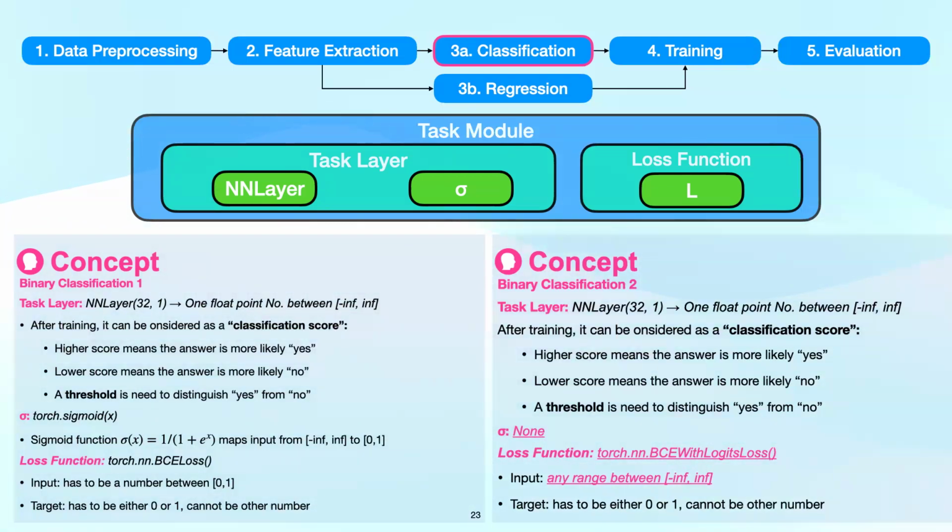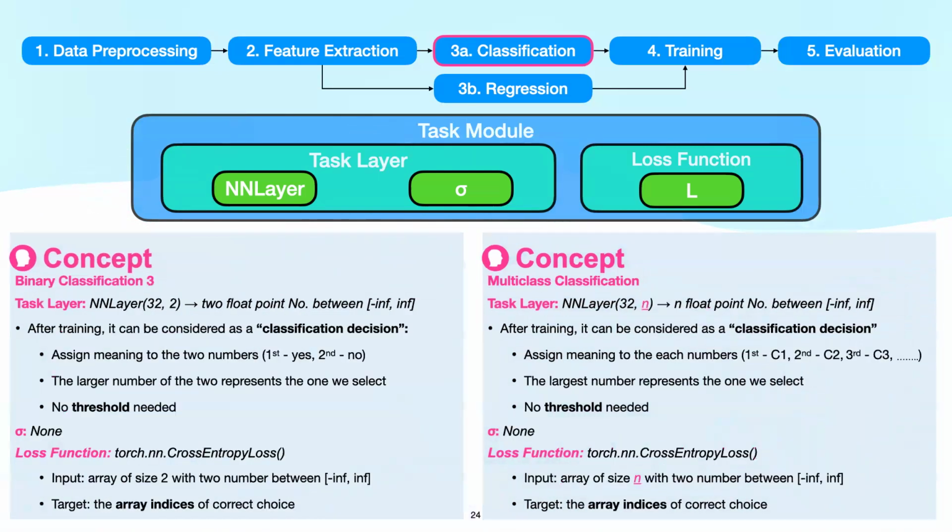And I'm using a slightly different loss function called BCE with logits loss. So for this loss, its input does not have to be between 0 and 1, but it can be any range between -infinity and infinity. So it's very similar to the first kind of setup. It's basically the same thing. The only difference is now your score doesn't have to be between 0 and 1. It can be any range from -infinity to infinity.